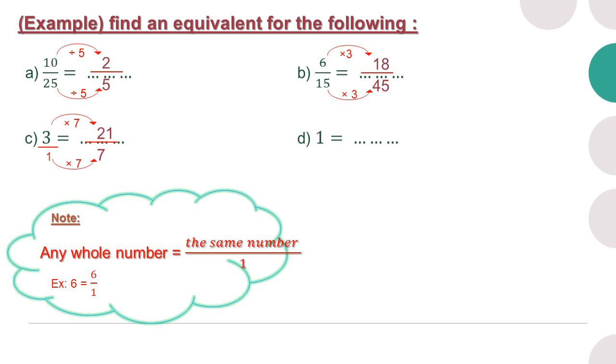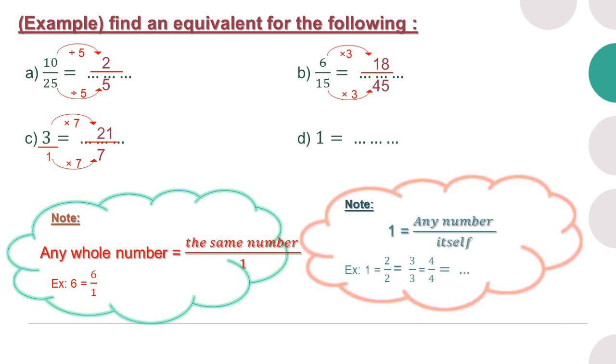And in letter D, the last one, we have 1 equals dots as a fraction. We have to know that 1 equals any number over itself. So we can say 1 equals 2 over 2, 3 over 3, 4 over 4, 5 over 5. You can choose any number you want. So here we will write 9 over 9.